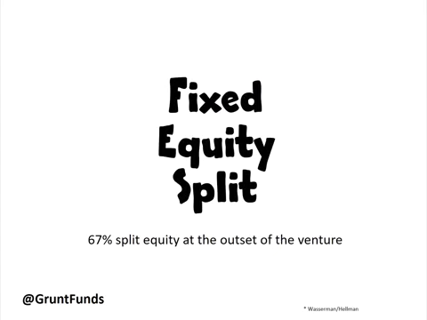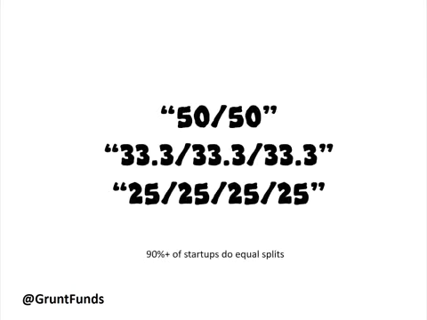A fixed equity split is usually done at the outset of the venture, where they try to determine in advance how much the company is going to be worth, how much each person's participation is going to be worth, and how much time they're going to spend. All of these things they try to predict in advance in hopes of getting it right. And this is an extremely difficult problem. In most cases, they look for an equal split.